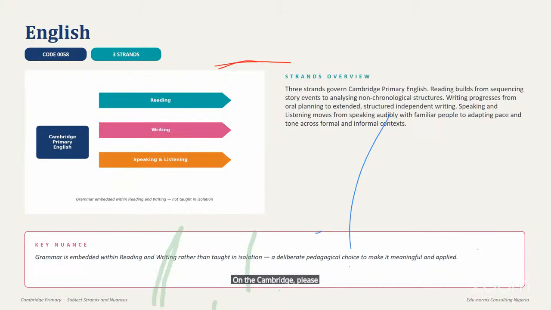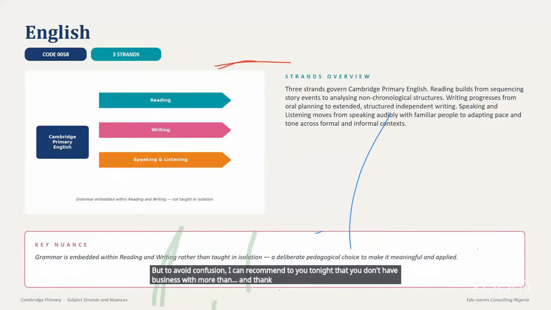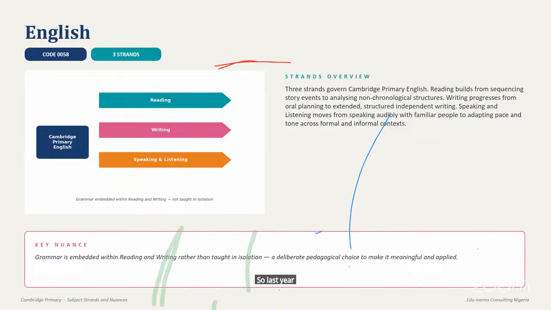To avoid confusion, I recommend tonight that you don't have business with more than one. Thank God they just brought English as an additional language. Before, the most prominent one being run in Nigeria was English as a second language, but the structure of that learning is one we're not familiar with here in Africa. So last year, Cambridge created a new English framework called English as an additional language. English as a second language is on its own, broken into 2: count in speaking and speaking endorsement.